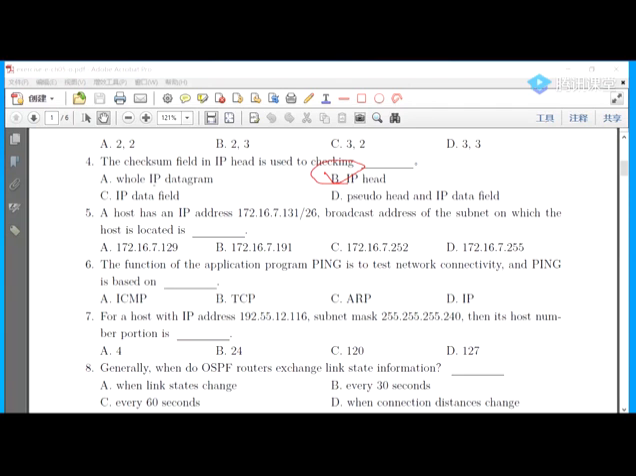IP head, not the whole IP packet, not the data field, not the payload field, not the head field. So it checks the IP head. Question 5.